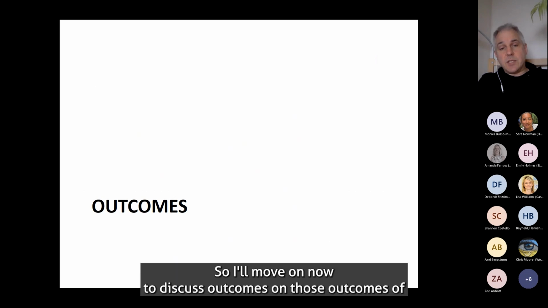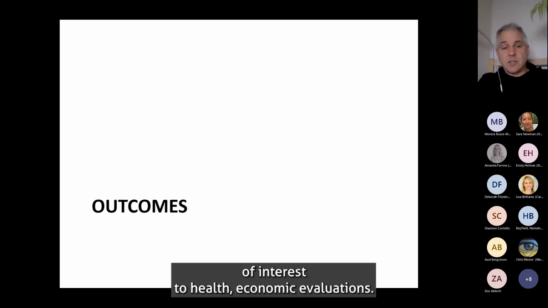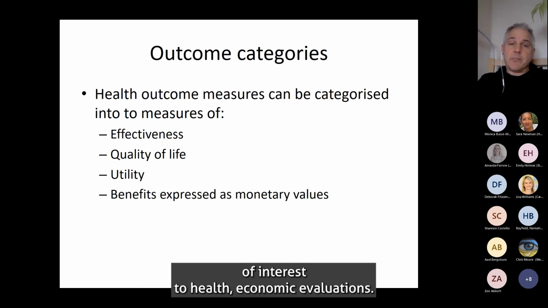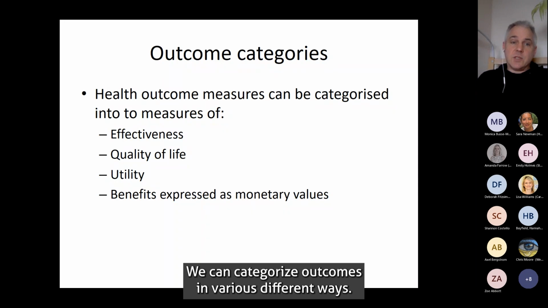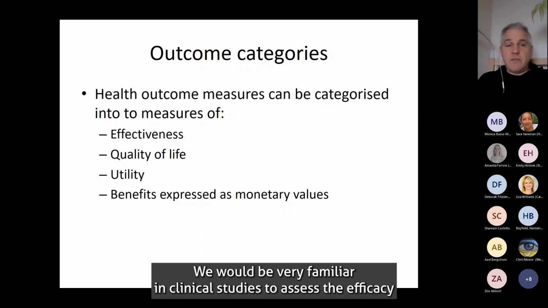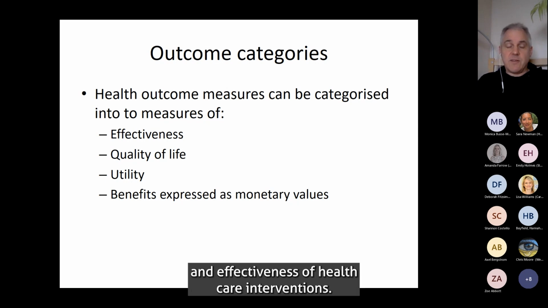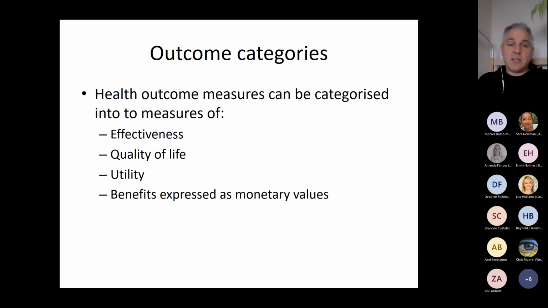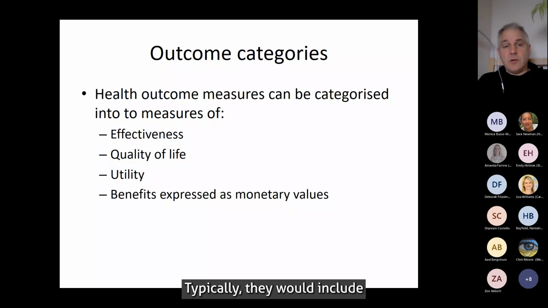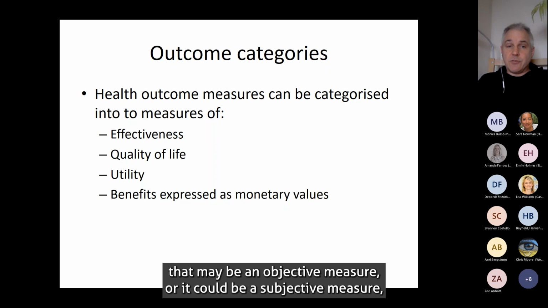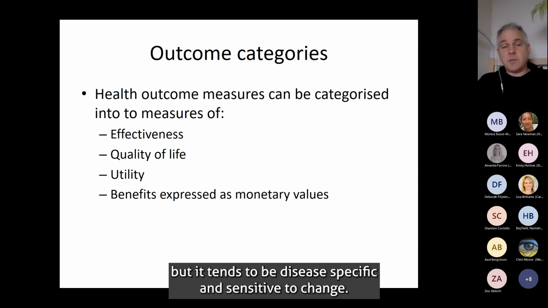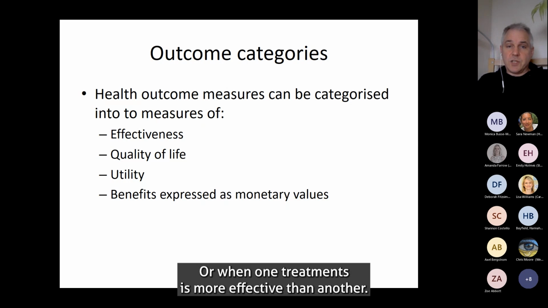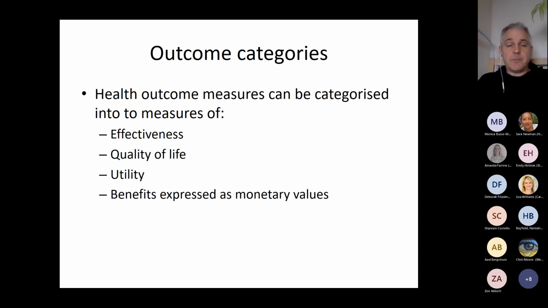So I'll move on now to discuss outcomes, and those outcomes of relevance and of interest to health economic evaluations. We can categorize outcomes in various different ways. We would be very familiar in clinical studies to assess the efficacy and effectiveness of healthcare interventions, and typically they would include a disease-specific measure of benefit. That may be an objective measure, or it could be a subjective measure, but it tends to be disease-specific and sensitive to change, or when one treatment is more effective than another.